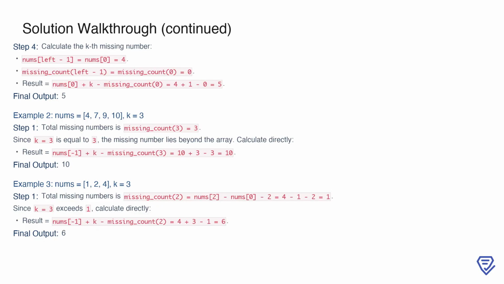In a third example, nums equals [1, 2, 4], and k equals 3. The total missing count at the last index is 1, which is less than k. This indicates the kth missing number also lies beyond the array. We compute it as nums[-1] plus k minus missing_count(2) equals 4 plus 3 minus 1 equals 6. The result for this case is 6.